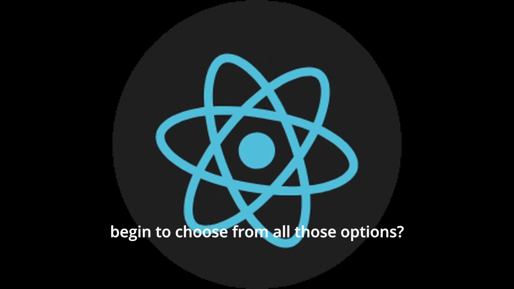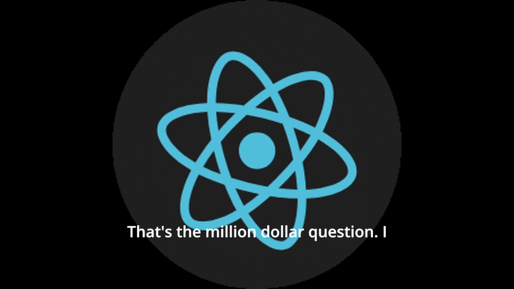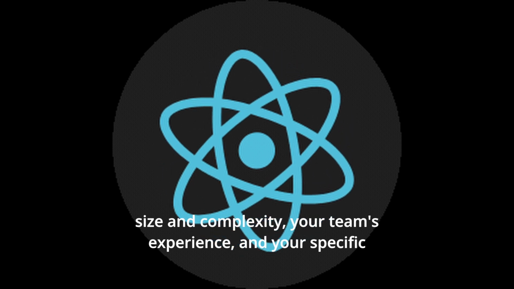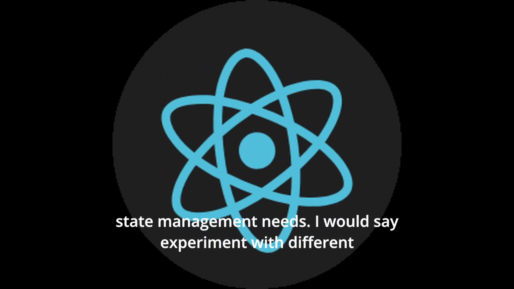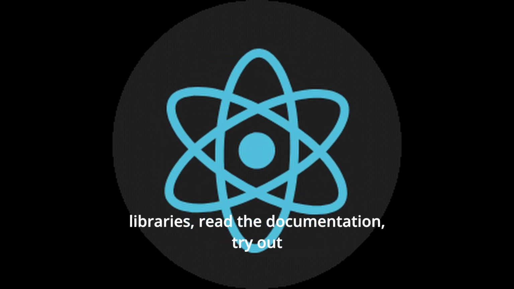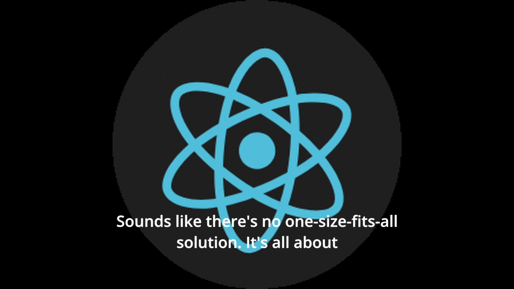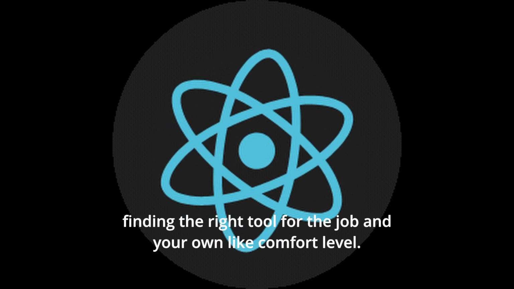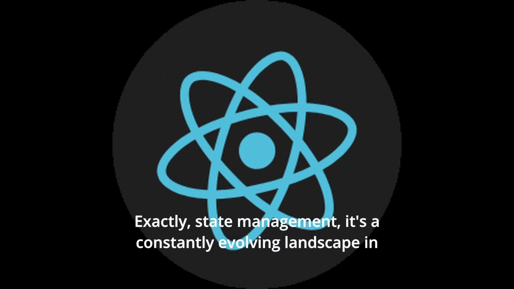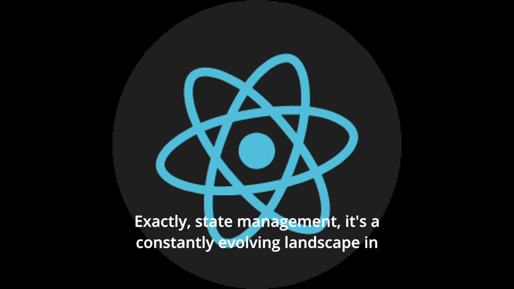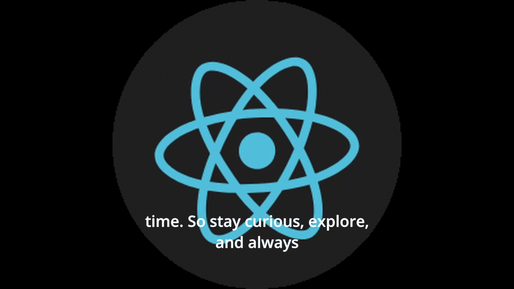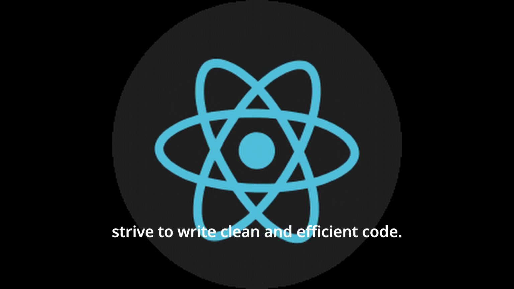But how do you even begin to choose from all those options? That's the million-dollar question. It really depends on your project's size and complexity, your team's experience, and your specific state management needs. I would say experiment with different libraries, read the documentation, try out some examples, and see what clicks for you. Sounds like there's no one-size-fits-all solution. It's all about finding the right tool for the job and your own comfort level. Exactly. State management is a constantly evolving landscape in the React world. New libraries and patterns are emerging all the time. So stay curious, explore, and always strive to write clean and efficient code.